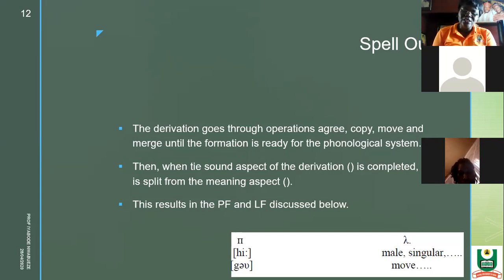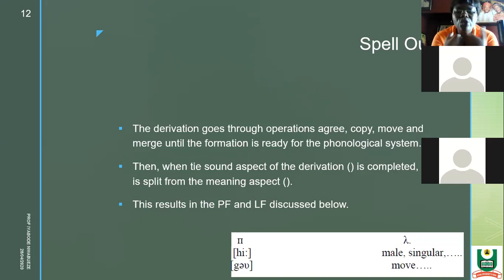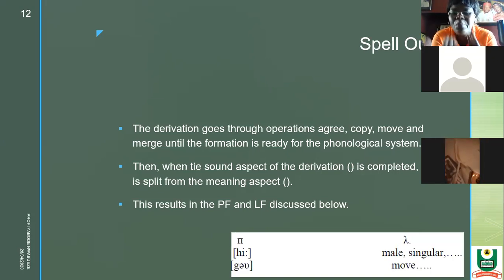So these are the things that you can have as an issue with your structure when you are having your structure change. So this is also very, very important. The spell out change is when the derivation has gone through all the operations and it's ready for phonological realization. Then we can say that it is a spell out stage that the structure has reached.